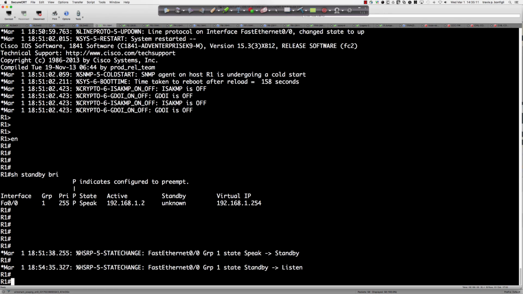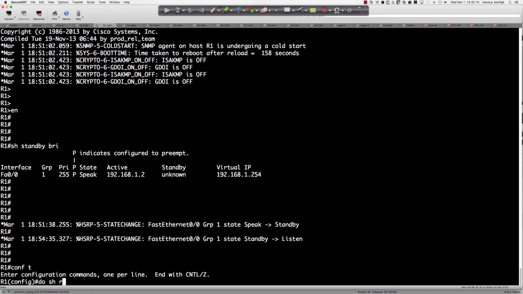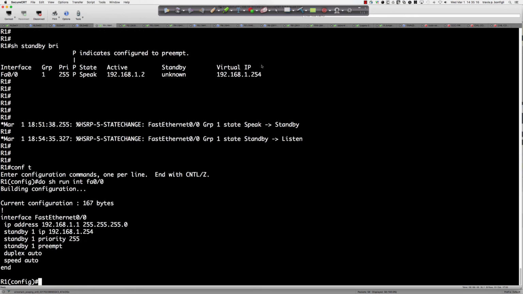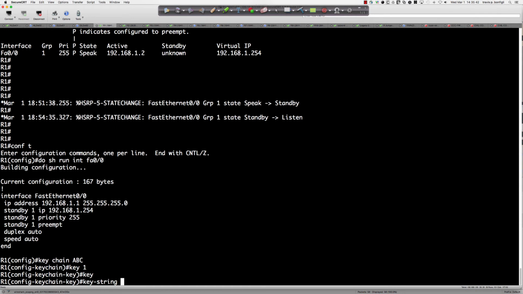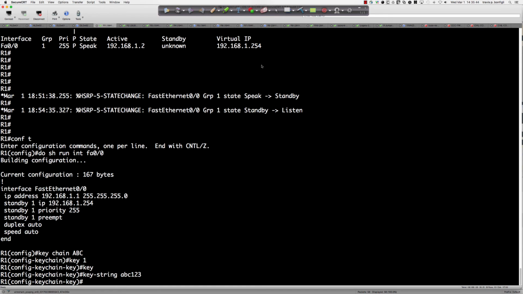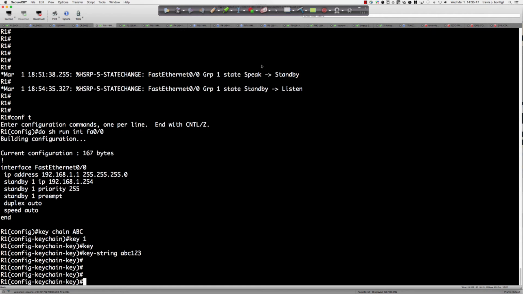Let's come over to router 1 and do show run interface FastEthernet 0/0. We'll leave the priority at 255. But here's what we're going to do. We're going to say key chain, and we're going to call it ABC. All right, and then I'm going to say key 1, and then the key string is just going to be ABC123. Very, very straightforward. But the name of the key chain is just ABC.